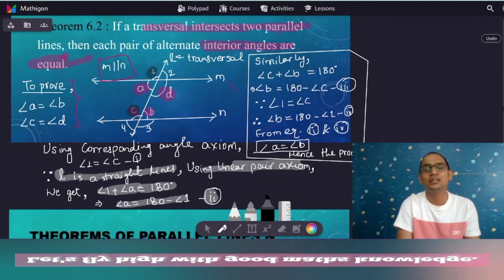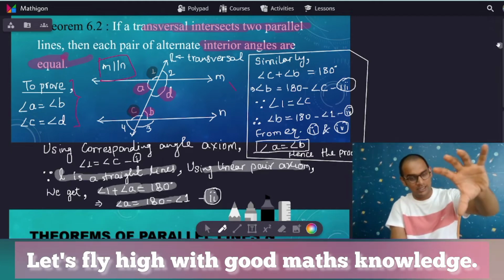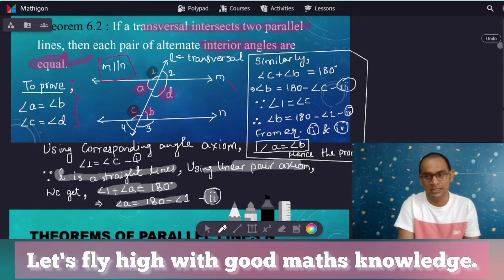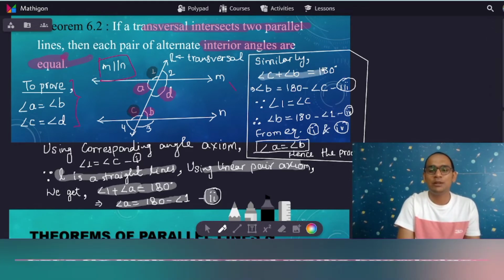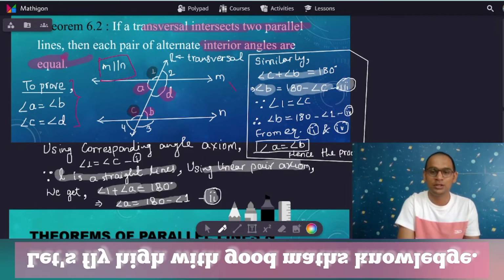If you are using the same axiom or theorem in the same problem, you need not write it again and again. You can mention the word "similarly." So similarly, angle C plus B equals 180 degrees. So angle B will be 180 minus angle C. That is the third part.